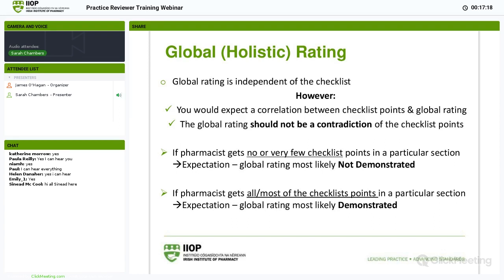One of the main factors he mentioned is that even though the global rating is independent of the checklist points, you would expect a correlation between the checklist points and the global rating. The global rating shouldn't be a contradiction of the checklist points. So let's consider both sides of the scale. Let's say a pharmacist gets no or very few checklist points in a particular section. The expectation there would be that the global rating should really be not demonstrated. On the other hand, if a pharmacist gets all of the checklist points in a particular section, the expectation there would be that the global rating is definitely demonstrated.